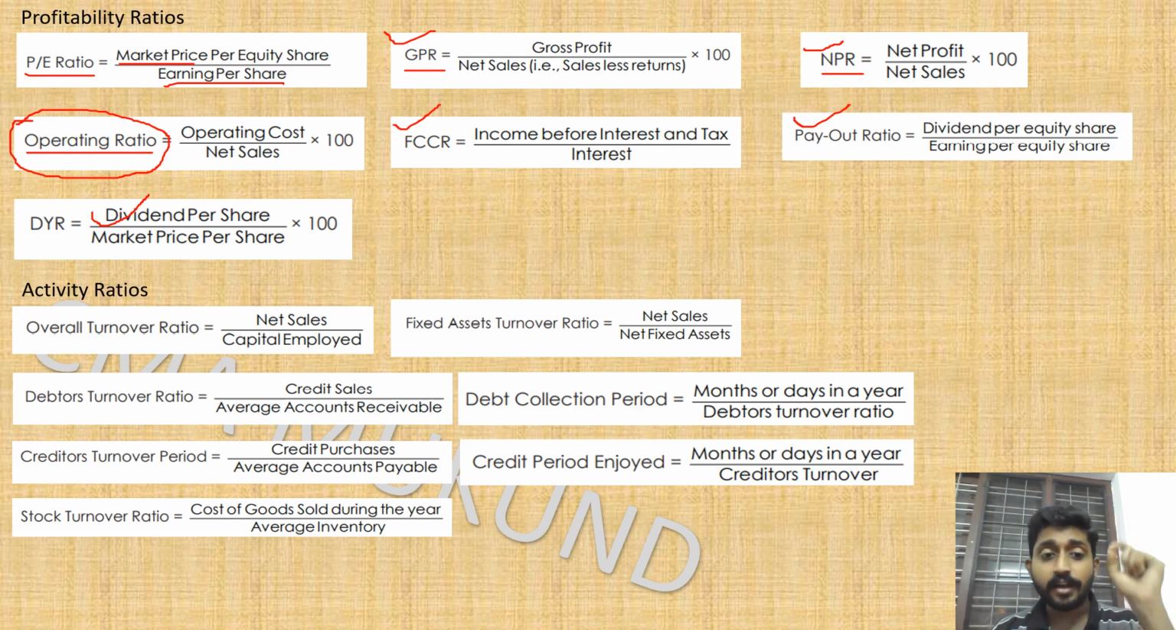Next, debtors turnover ratio, creditors turnover ratio, and stock turnover ratio. These three are very, very important. You may get them in an objective type also. You may get a very small 2 mark, 3 mark, 4 mark problem also. So, debtors turnover ratio.